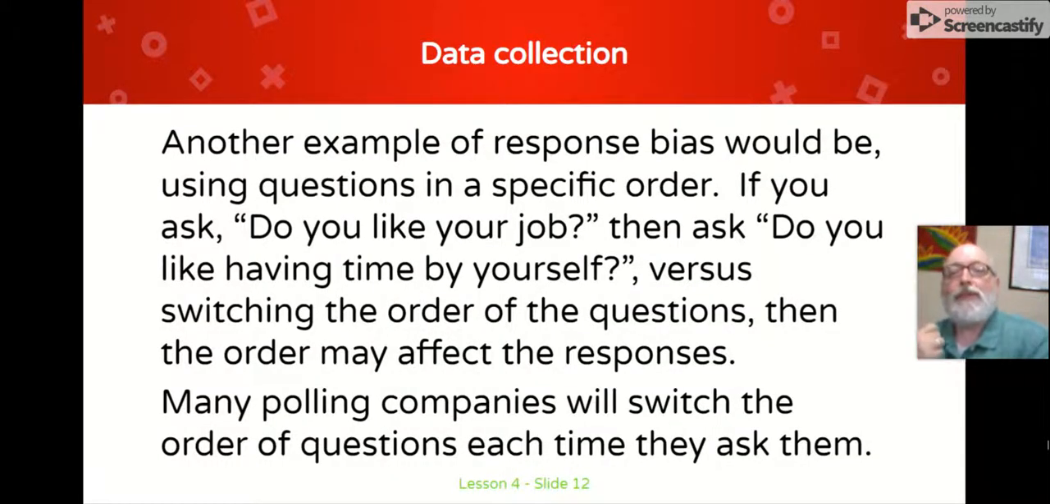Another example of response bias would be using questions in a specific order. If you ask, "Do you like your job?" then ask, "Do you like having time to yourself?" versus switching the order of those questions, then the order may affect the responses. Many polling companies will switch the order of questions each time they ask them.